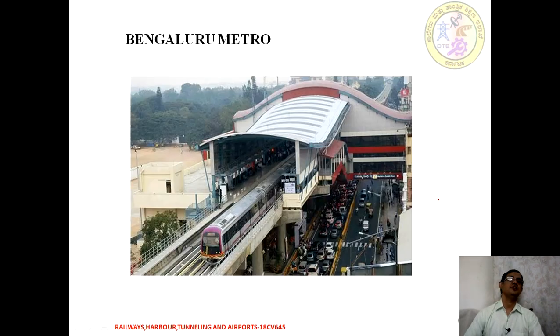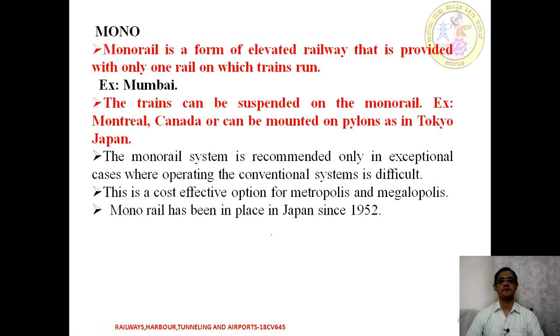So this is the image wherein we can see the Bangalore metro station and the metro rail. Apart from that one, we can see how the traffic is getting diverted, or is shifting, towards the mass transit.